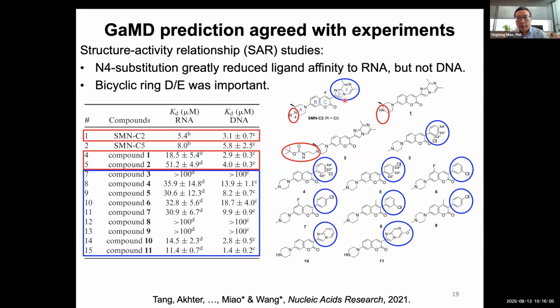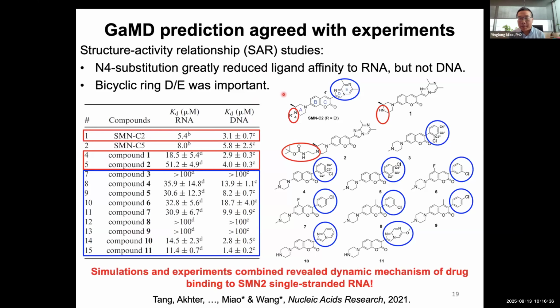We also found that this D and E bicyclic ring is critical for ligand binding. If we change it to a smaller phenyl ring, it can reduce the binding affinities, and it can even abolish the binding. But if we put it back, it can restore the ligand binding affinities, in the case of compounds 10 and 11. So our GaMD predictions agreed pretty well with the SAR and NMR experiments. Combined, we can figure out this dynamic mechanism for the binding of the drug to single-stranded RNA in SMN2.